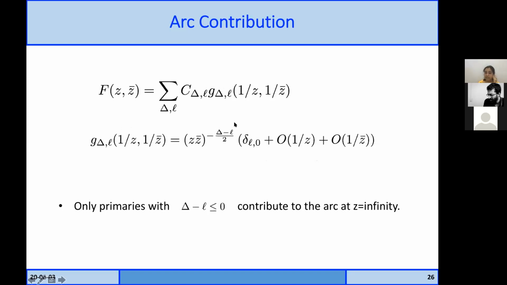So if you expand this, you will see that this is how it looks. It has this prefactor, and here we have all positive powers of 1 over Z and 1 over Z bar. If we are focusing at Z equals infinity and there is a positive power of 1 over Z, we can forget about it because it will not contribute to the arc. So we are only interested in the negative powers of 1 over Z. So only primaries for which this factor is negative or 0 can contribute to the arc. It will have a Z power something positive.